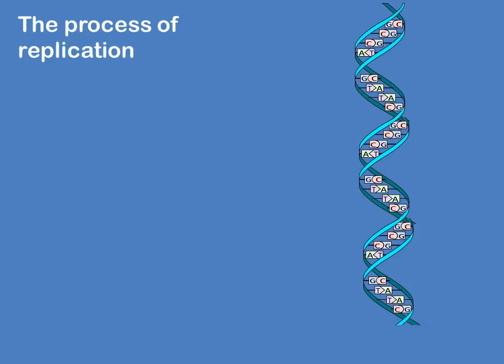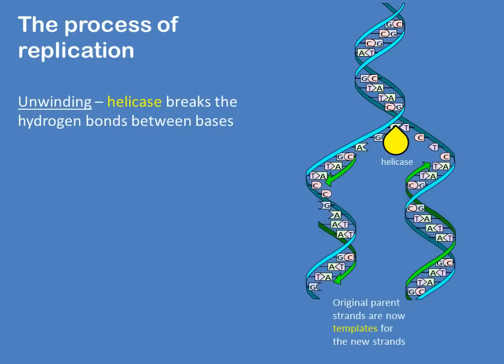Now in the process of replication, a DNA molecule is unwound, like we were just saying, and that unwinding is performed by a special enzyme called helicase. It's called helicase because it unwinds the DNA helix. It breaks those hydrogen bonds between bases and unravels the original strands. And you can see now that the original parent strands are what we call a template for the new strands that will be created.